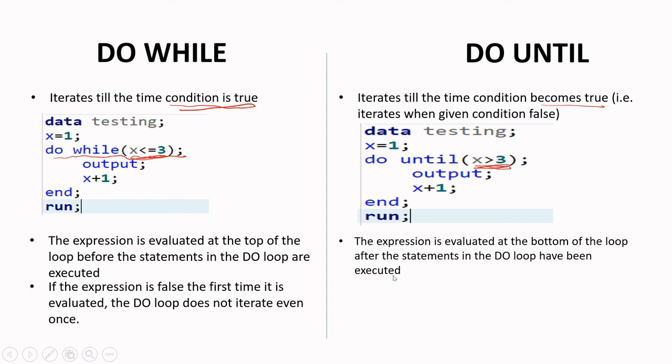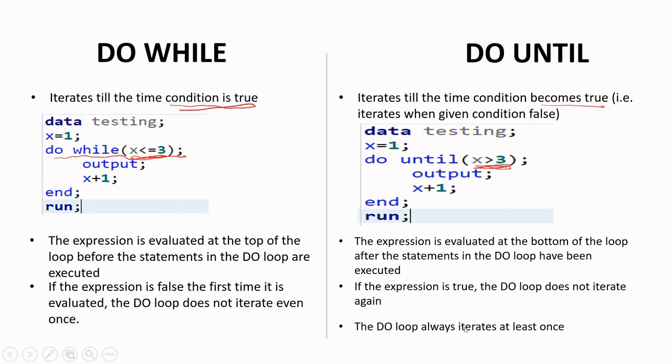Let's come to do until and see. If the expression is true, the do loop does not iterate again. So the moment the given condition becomes true, it stops the iteration. The do loop always iterates at least once. So this is how we can summarize and see the difference between do while and do until loops.